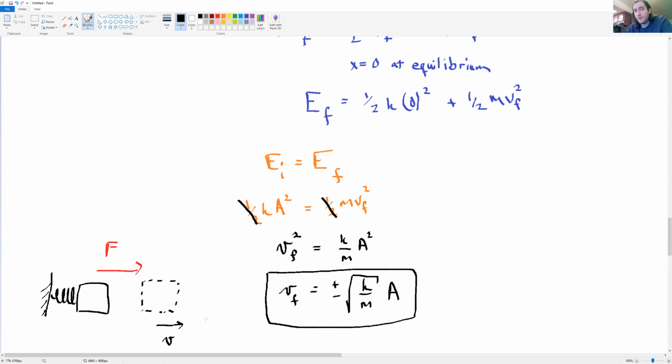If I stretch it by an amount A and I release it, then it will return to equilibrium with a velocity minus square root of K over M times A, because it's moving to the left, right? So we take left to be negative. If I compressed it by an amount A, well, then it would be pushed to the right. And when it reaches equilibrium, it would be moving to the right with a velocity plus square root of K over M A.